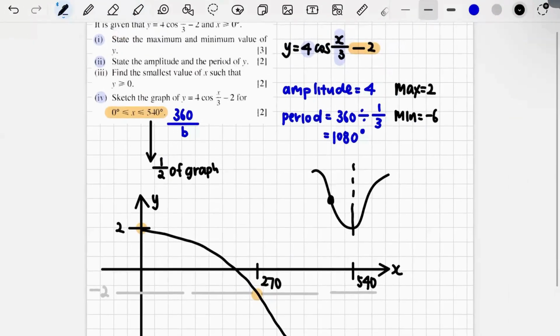Make sure you understand how to do amplitude, maximum, minimum, as well as the period. Period is usually the killer. If you can't get the full marks, there's a very high chance it's because of period. Every student is the same. All right, we'll look at the next one, which is the sine graph.